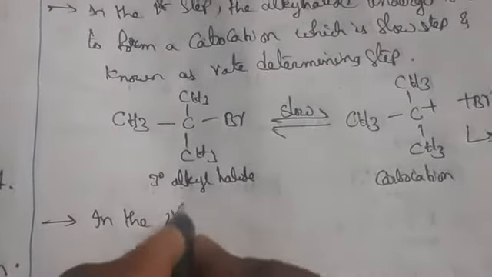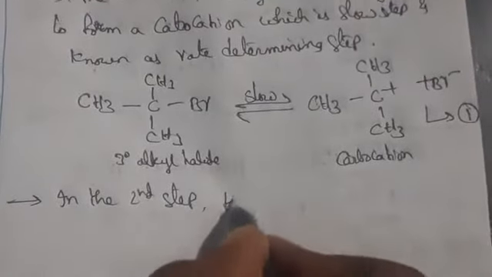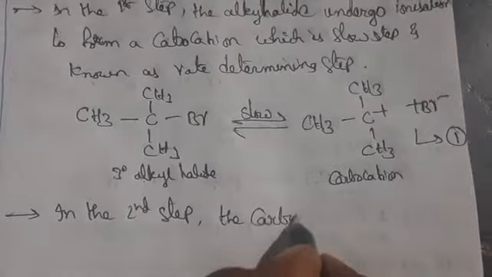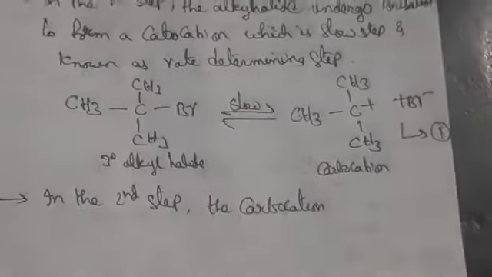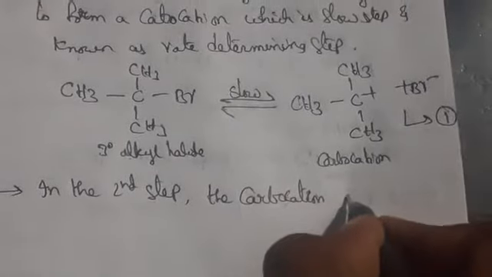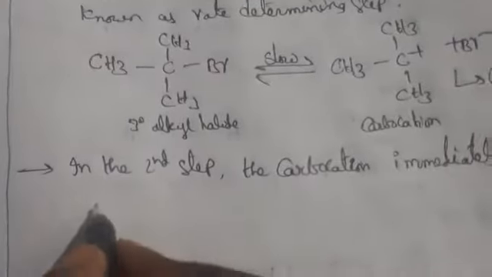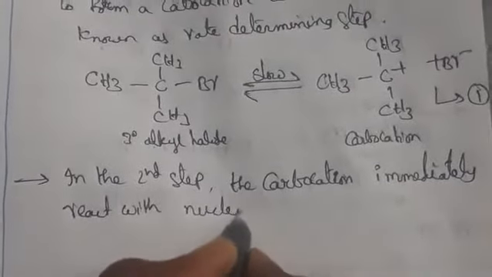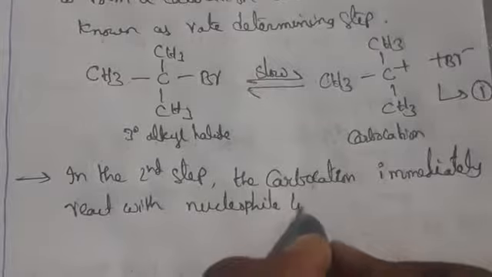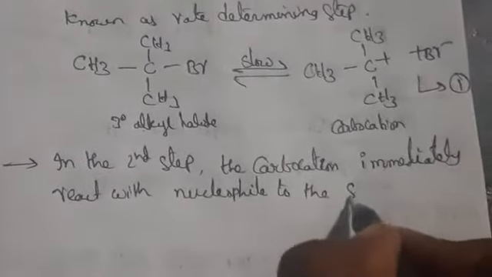In the second step, the carbocation, which is a reactive chemical species, immediately reacts with the nucleophile to give the substitution product.